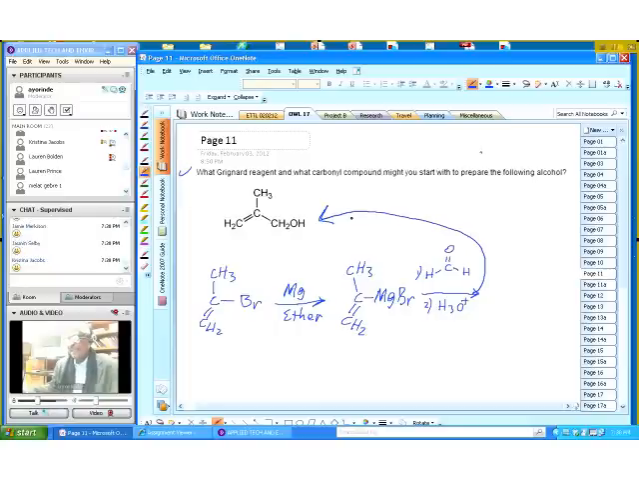The point to be made here is a Grignard reagent will react with formaldehyde to give you a primary alcohol. So whenever you see a primary alcohol and they want you to make it using a Grignard, you should think of formaldehyde. Okay.